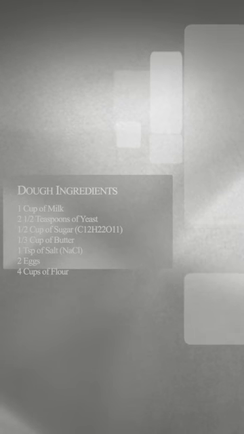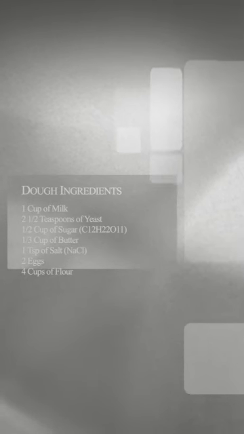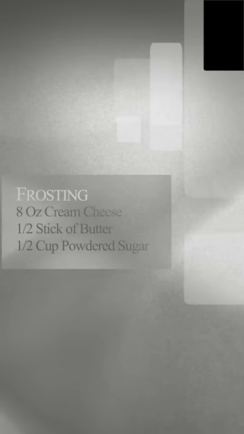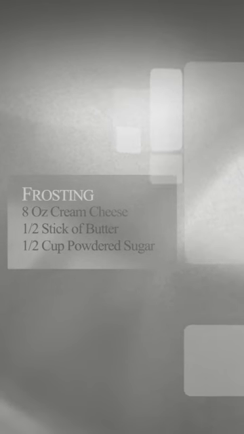To create the cinnamon bun dough, I used 1 cup of milk, 2.5 teaspoons of yeast, 1/2 cup of white sugar, 1/3 a cup of room temperature butter, 1 teaspoon of salt, 2 eggs, and 4 cups of flour. To make the filling, I used 1 cup of packed brown sugar, 1/3 a cup of room temperature butter, and 3 tablespoons of cinnamon. To make the frosting, I used 8 ounces of cream cheese, 1/2 stick of butter, and 1/2 cup of powdered sugar.